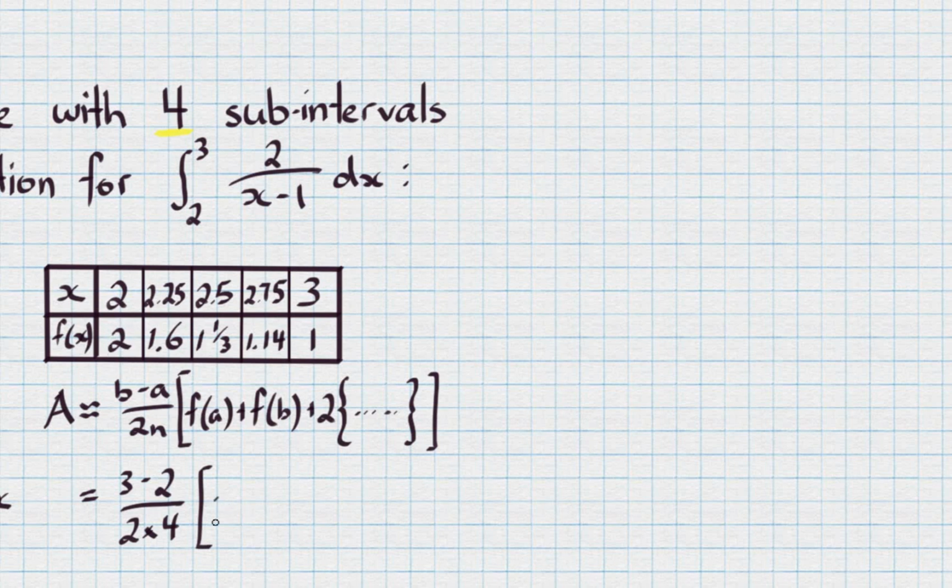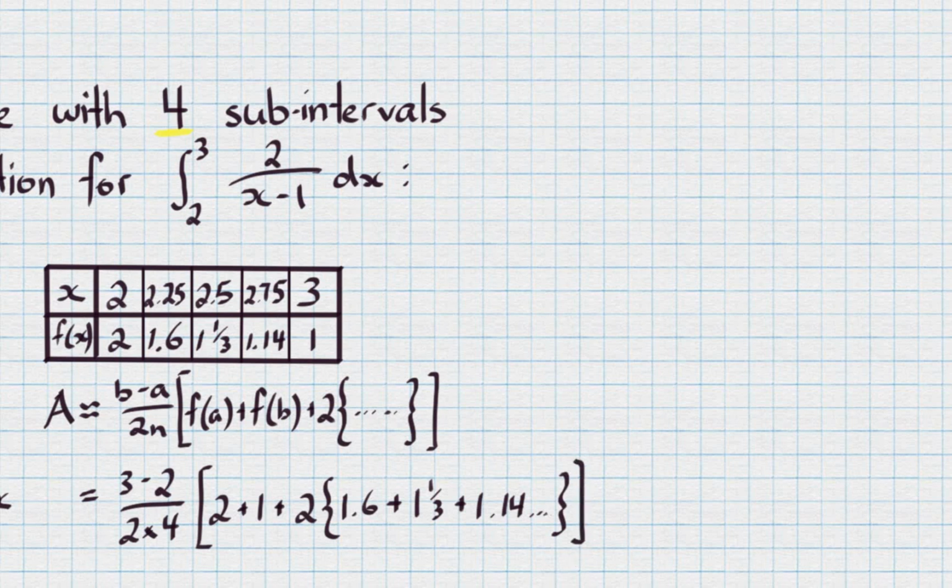2, plus f of B, that's our last function value, 1, and then that's plus 2 lots of everything else. So 1.6 plus the 1.33333, or the 1 1/3, plus 1.14. Now remember, I stored that value in the calculator, so it's got a bit more to it. But I'll just write 1.14 for now.